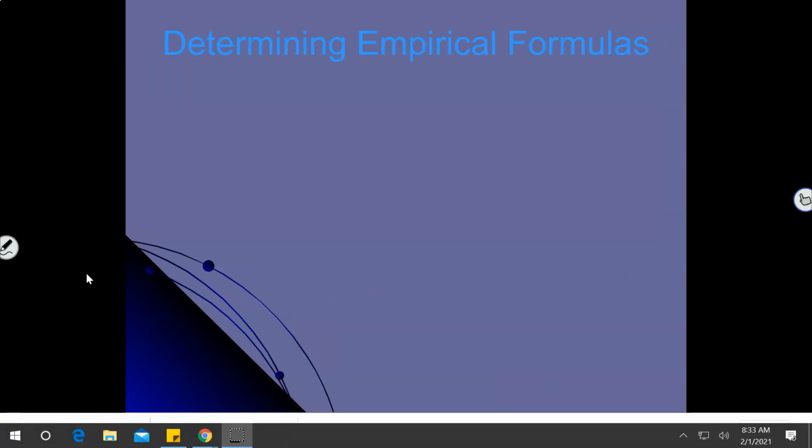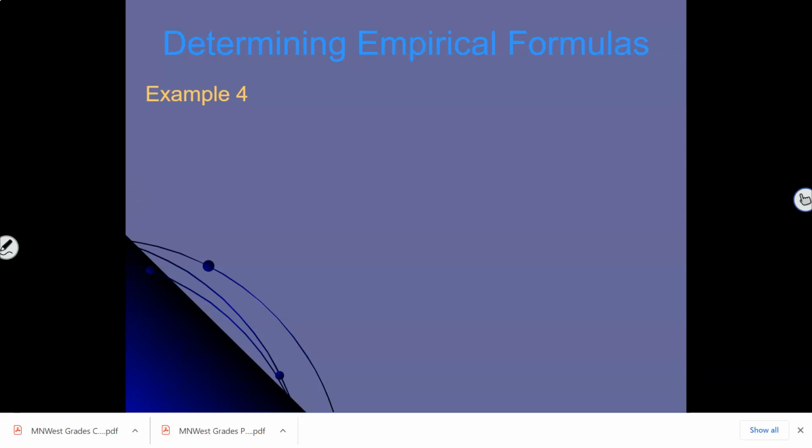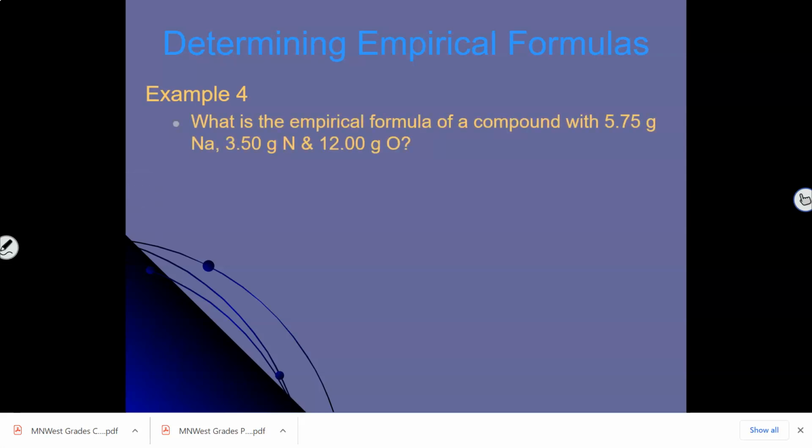So here's another example of determining empirical formulas. Sometimes they're going to be slightly different. This is the 4th example in here. They want to know, what is the empirical formula for a compound that is made of 5.75 grams of sodium, 3.5 grams of nitrogen, and 12 grams of oxygen. Remember, we cannot compare mass to mass. We have to convert these to moles. That is always our first step. Moles is the unit that's going to help us go from that step to particles to masses.